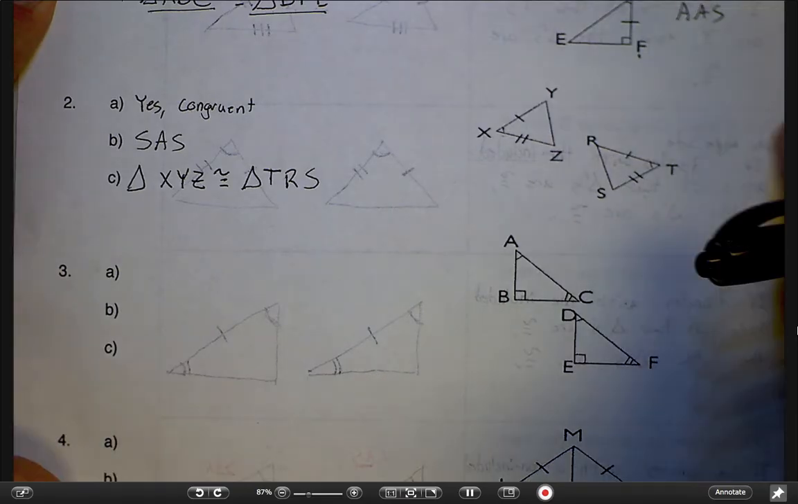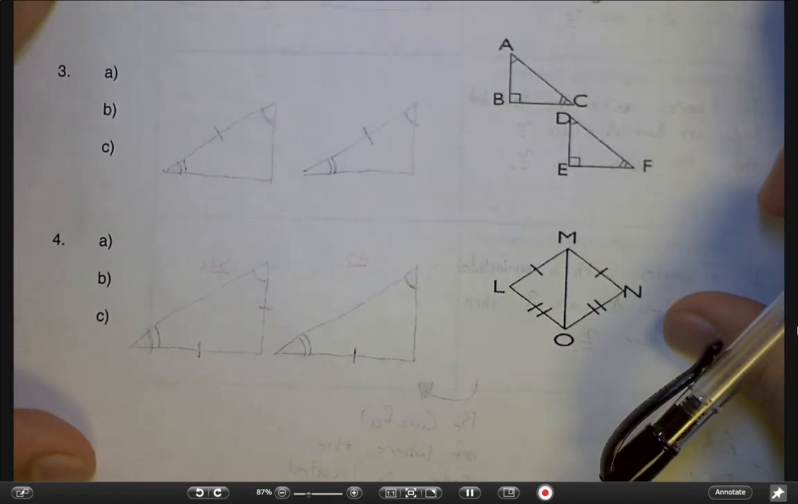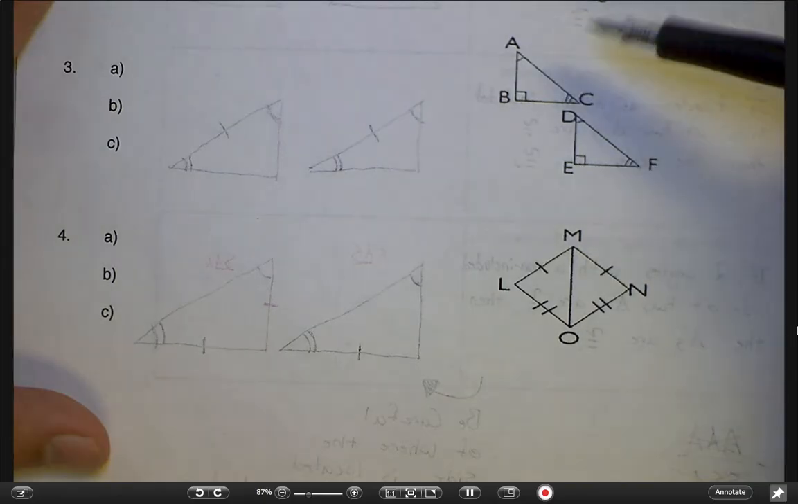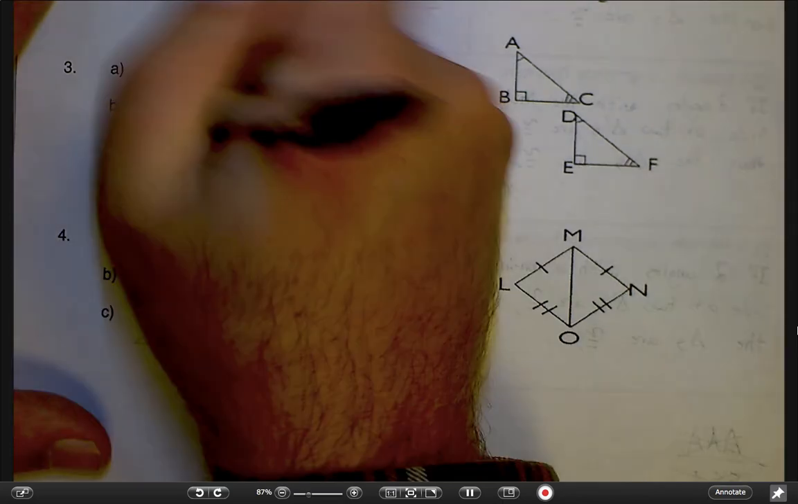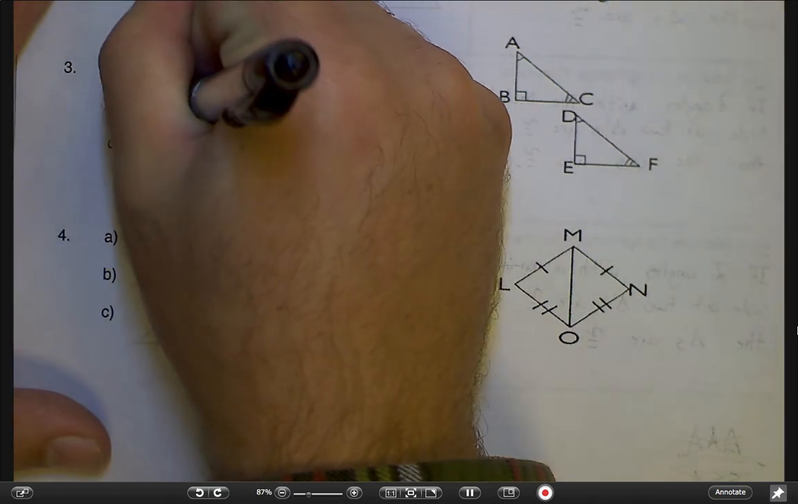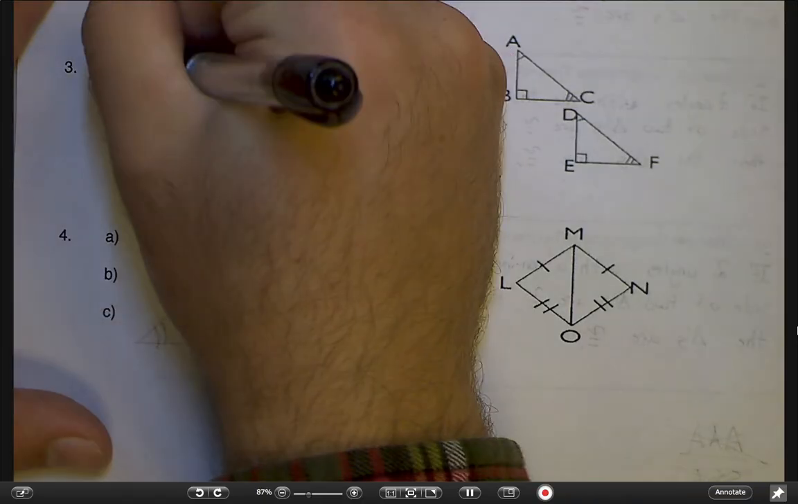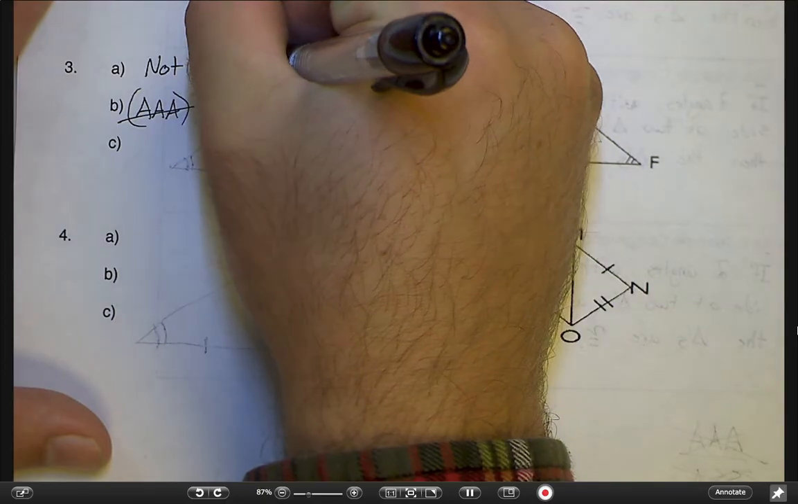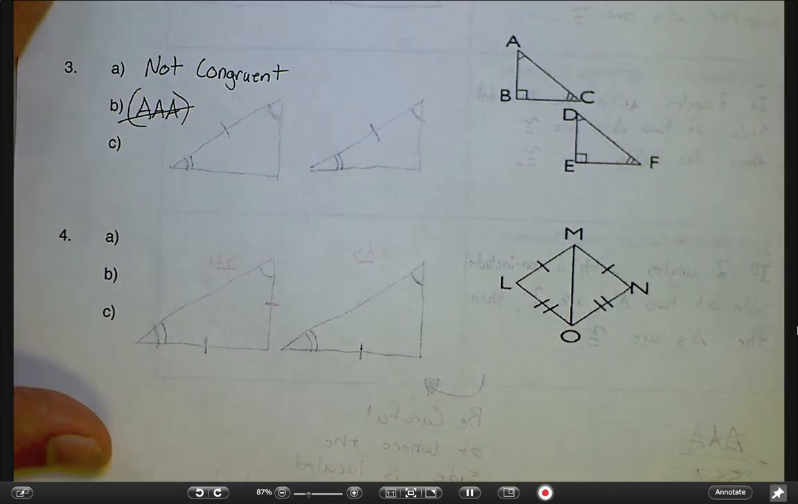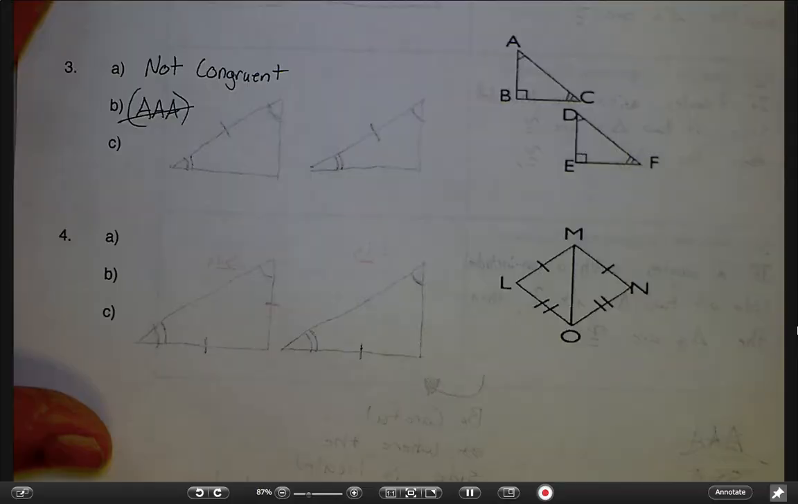Okay. Next one here, we did throw one on here just to make sure we're not saying they're all congruent. If I look here, I have an angle, an angle, and an angle. That's angle, angle, angle. So that's the theorem I would be working with. However, angle, angle, angle is not one of our theorems, so we would say that these are not congruent. Okay, because we don't have angle, angle, angle.